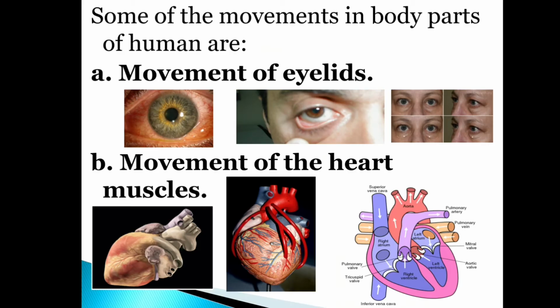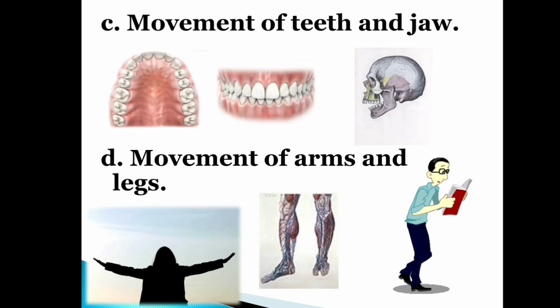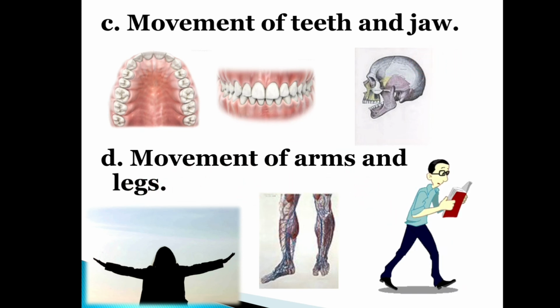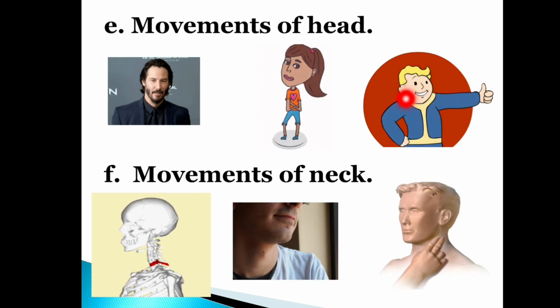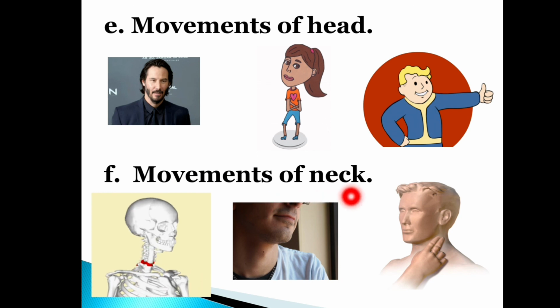Some movements in body parts of humans are movement of eyelids, movement of the heart muscles, movement of teeth and jaw, movement of arms and legs, movements of head, and movements of neck.